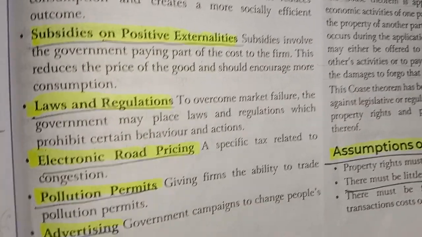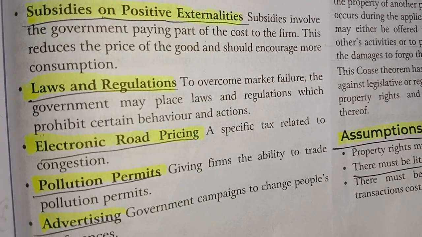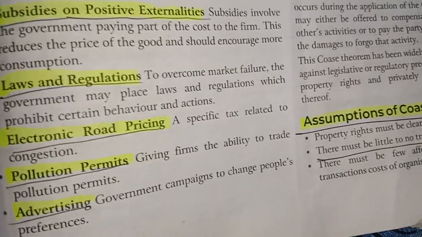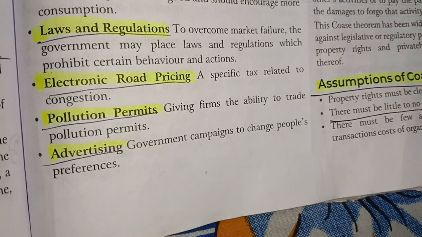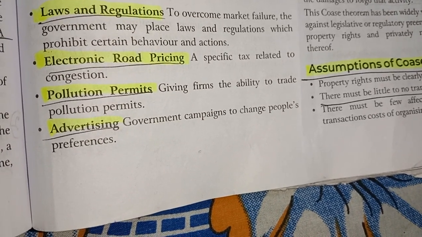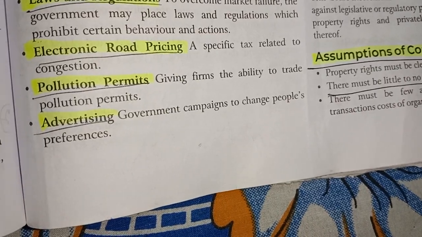Law and regulations. To overcome market failure, the government may place laws and regulations which prohibit certain behavior and actions. Electronic road pricing, a specific tax related to congestion. Pollution permits, giving firms the ability to trade pollution permits. Advertising, government campaigns to change people's preferences.